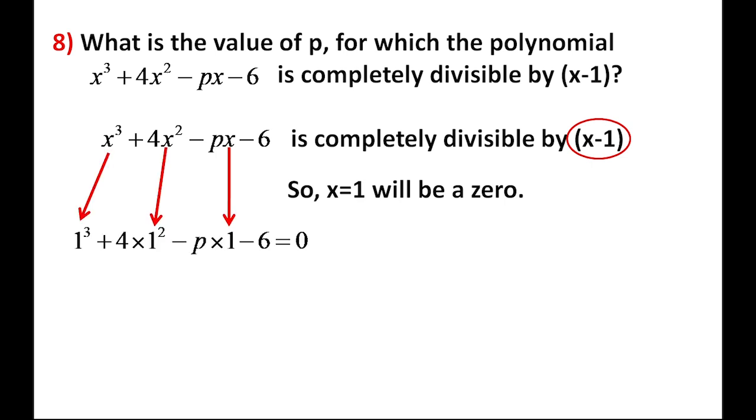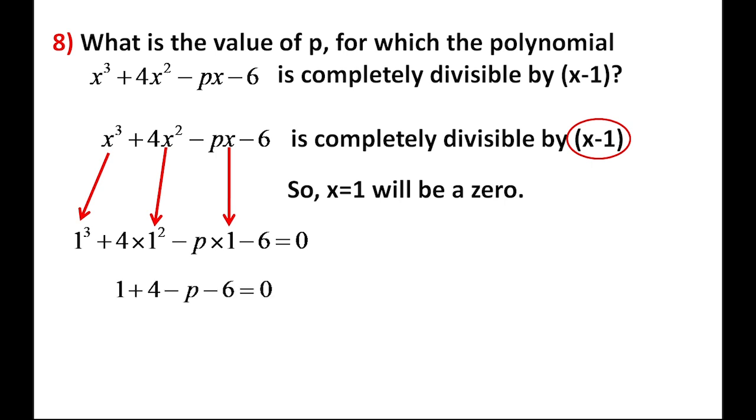Wherever x comes there we must substitute the value of x, that is 1. So it will be 1 cube plus 4 into 1 square minus p into 1 minus 6. It will be equal to 0, because it is completely divisible by x minus 1.